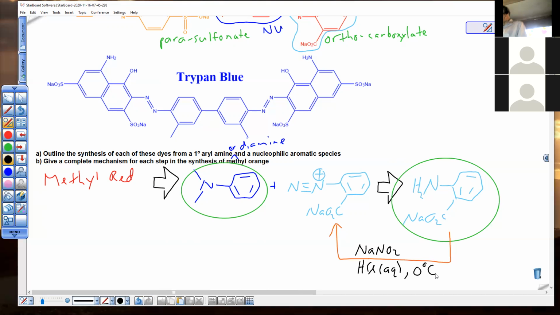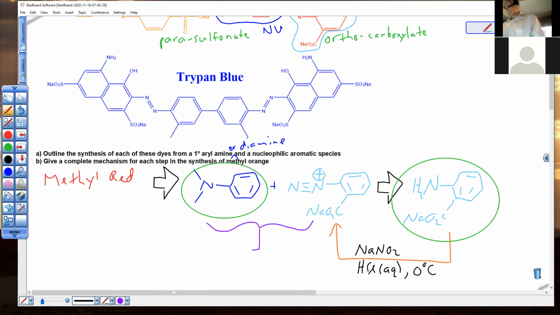If you don't keep it cool, this water is going to react right here and put an OH instead of a diazonium ion. You'd have a phenol and you wouldn't get your methyl red synthesis. It's sad when that happens. We see it in the lab. And then you just have to mix these two together and finish off the synthesis of your diazonium dye. So let's show that. Yeah, purple's nice. You would just let those warm up.